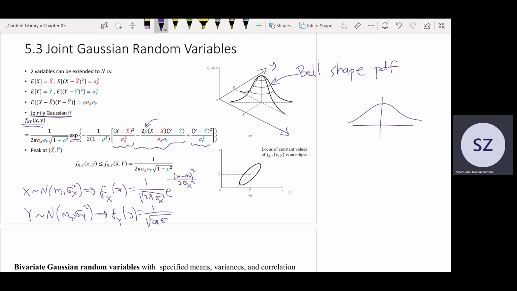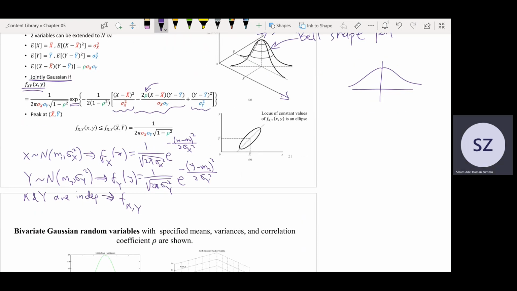2 pi sigma y squared and e to minus y minus m2 squared divided by 2 sigma y squared. Now if I have two independent random variables, then basically if x and y are independent, what does that mean? It means that the joint PDF of x and y is equal to the product of fx and fy, right?